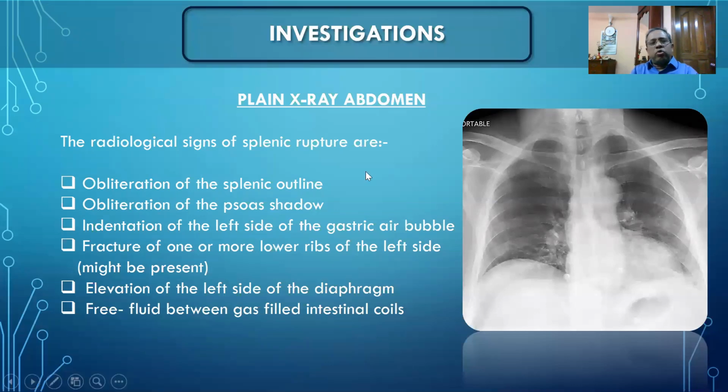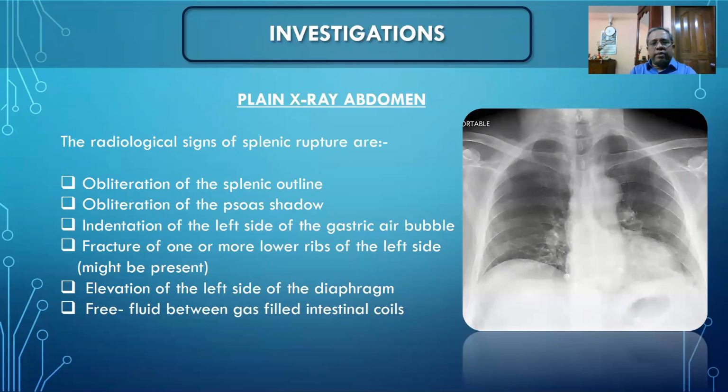Or sometimes one or more of the ribs can be fractured, which can be detected with the X-ray. Fracture of one or more lower ribs of the left side might be present, indicating that the patient may have associated splenic injury, because of the very close relation of the lower ribs, 9, 10, 11, with the spleen. So there is every possibility of injury to the spleen with these rib fractures.